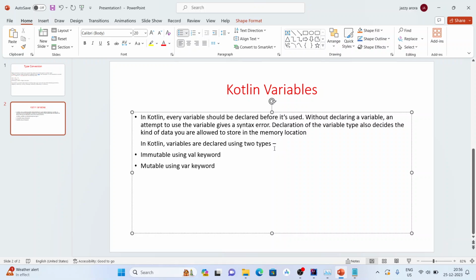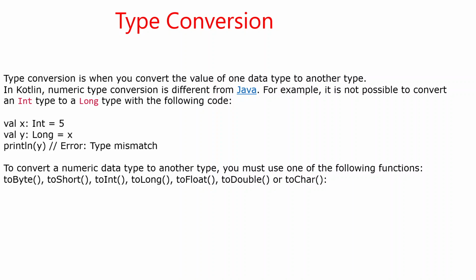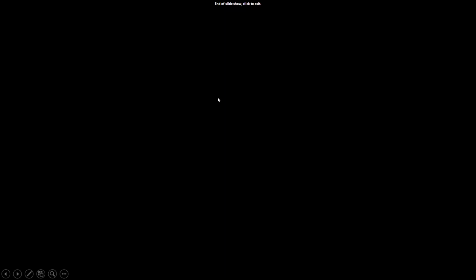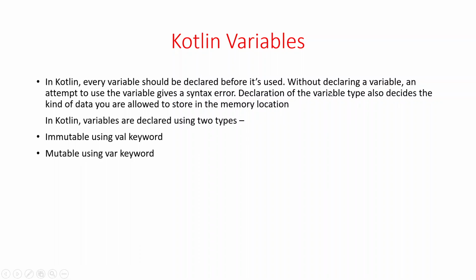Now let's talk about variables in Kotlin. As you can see, I am using two types of keywords here, var and val. What's the difference? Let's talk about it. In Kotlin, every variable should be declared before it is used. Without declaring a variable, an attempt to use it gives a syntax error. The variable type also details the kind of data you are allowed to store in the memory location. In Kotlin, variables are declared using two types: immutable using the val keyword and mutable using the var keyword.